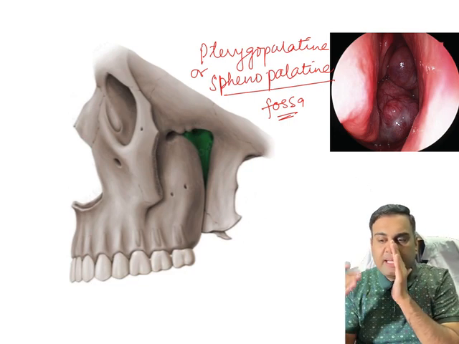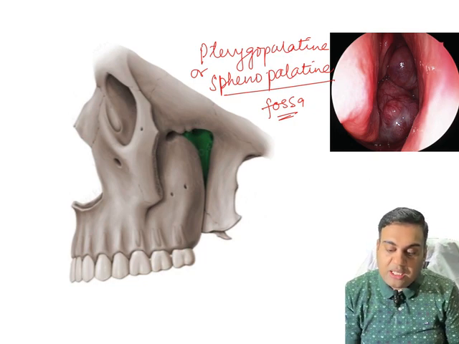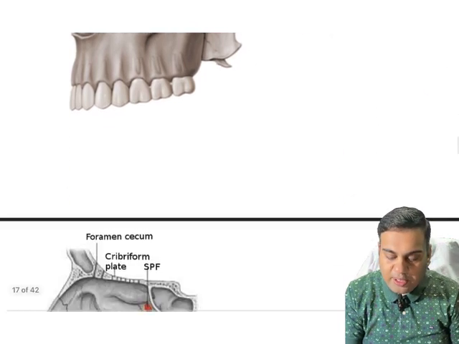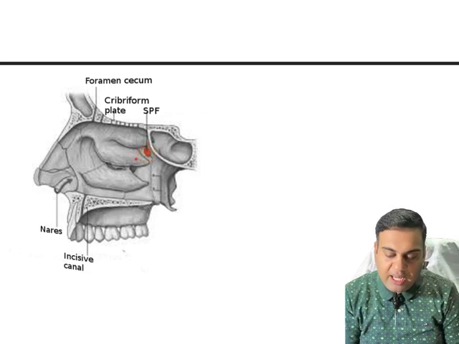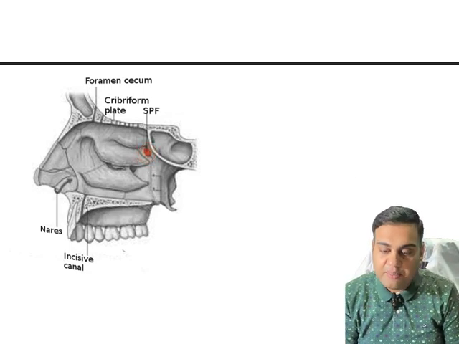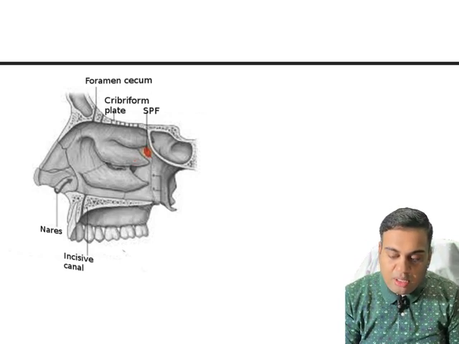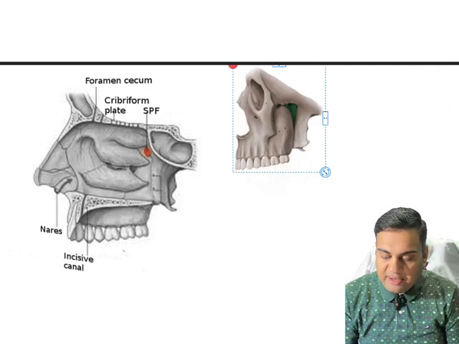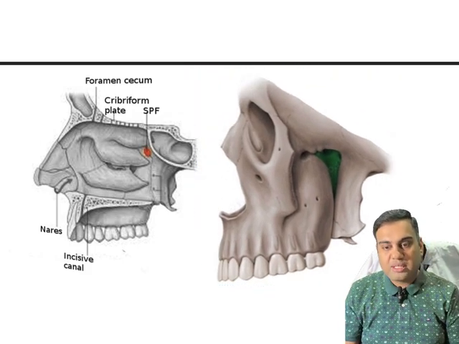What is going to be medial to this? Medial means towards the inside. This is opening into the nasal cavity by a small opening, and that opening is your sphenopalatine foramen. Can you see this? Just behind the middle turbinate, this fossa is opening. So can we bring these two diagrams together and understand the anatomy? Let me put these two diagrams together, then you will be able to understand better.